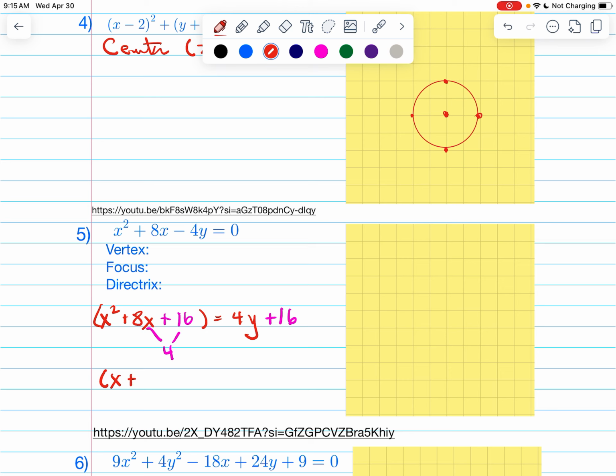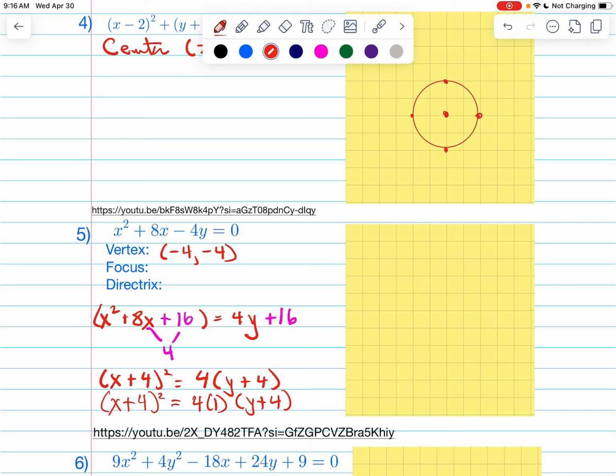x plus 4 squared equals 4 times y plus 4. See, I factored out the 4. So now I have it of the form x plus 4 squared equals 4 times 1 times y plus 4. And you can see that the p is the 1. So now I get this. I get negative 4, comma, negative 4.